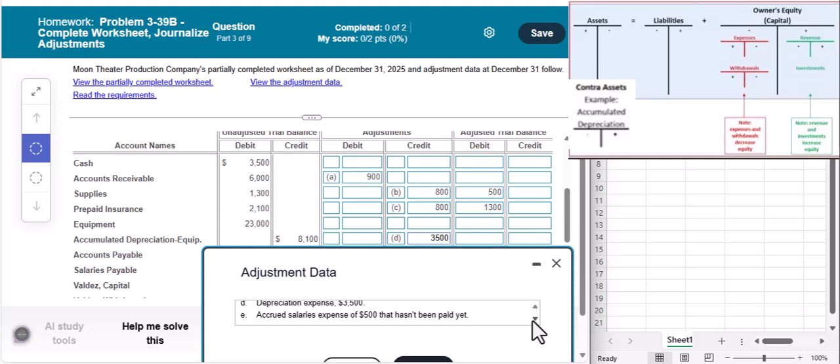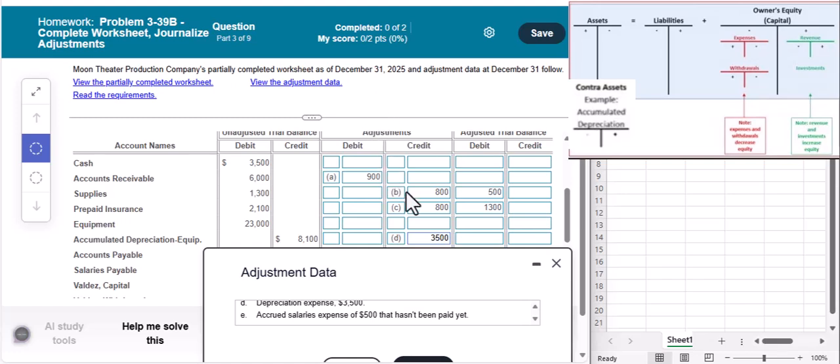So let's then move on to our last transaction. That is E. We have accrued salaries expense of 500 that hasn't been paid yet. So what is happening here? So at the end of the year, we've calculated that we owe our employees this $500. However, it's not payday, so we'll pay them next year. And because we're not paying them, we owe them. So that's going to mean that we have a salaries expense, but since it is not paid yet, it will be salaries payable for the credit.